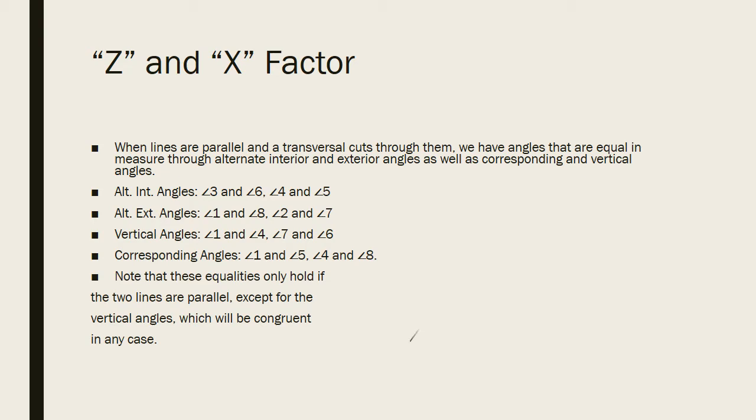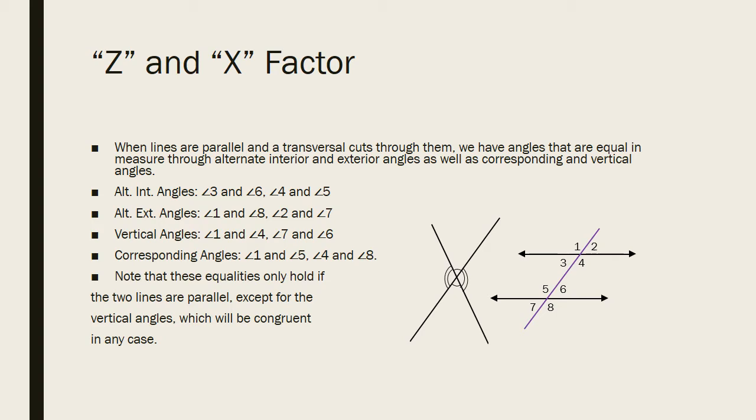Z factor and X factor are what we call alternate interior angles, alternate exterior angles, corresponding angles, and vertical angles. All this is when you have two parallel lines intersected by a transversal, you'll see that certain angles will have the same measurement in degrees. So alternate interior angles will be angles like 3 and 6 or 4 and 5. Alternate exterior angles will be 1 and 8 and 2 and 7. Some examples of vertical angles, where two angles are on opposite sides of each other, making an X shape, would be 1 and 4 and 7 and 6.